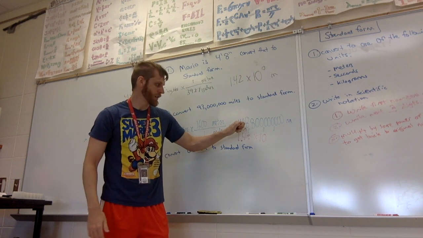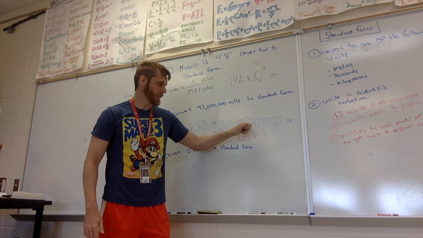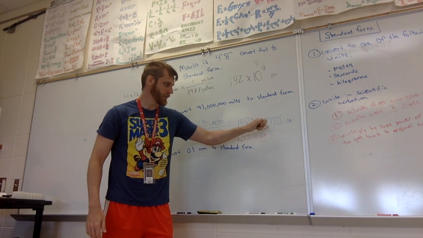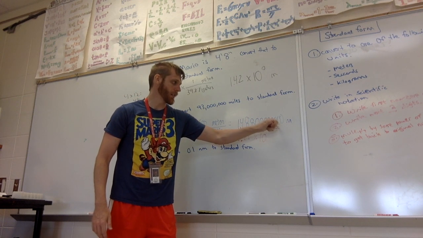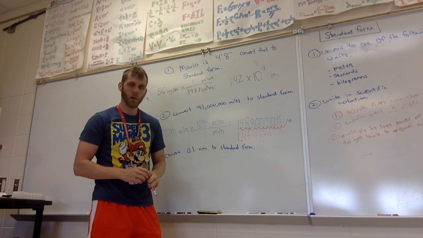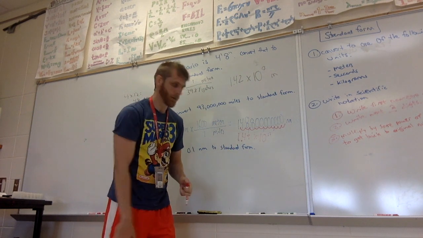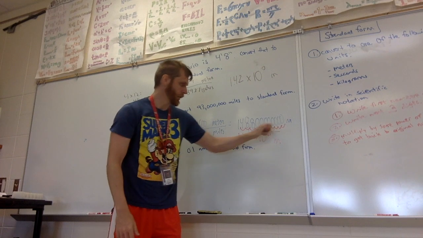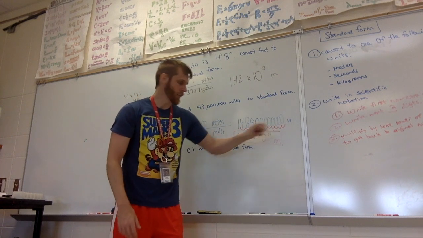I moved it. This would be 10 to the first, 10 to the second, 10 to the third, 10 to the fourth, 10 to the fifth, 10 to the sixth, 10 to the seventh, 10 to the eighth, 10 to the ninth, 10th, 10 to the 11th. So I have to multiply by 10 to the 11th power. And this is actually my answer right here. 1.49 times 10 to the 11th meters.